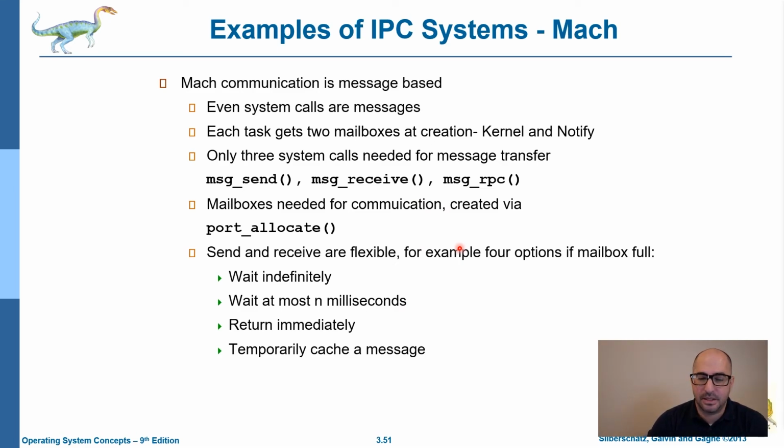Mach is message-based for IPC, and there are just three system calls to send, receive, or ask for a remote procedure call. Mailboxes are created by port allocate, and there are other options for placing messages in a full mailbox. The sender could wait until there's space available, wait for an amount of time, return, or cache its message.